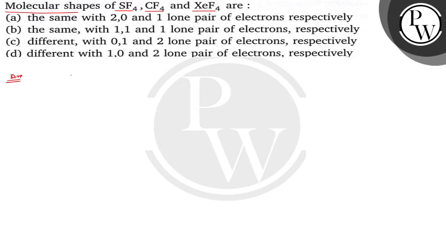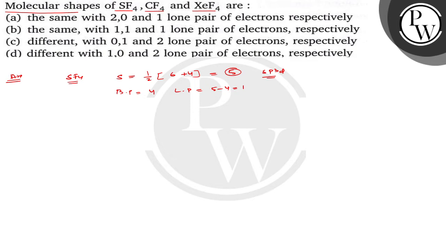ठीक है. So in case of sulfur tetrafluoride, the central atom is sulfur and number of electron pair around sulfur is half into valence electron of sulfur, that is 6, plus 4 monovalent atoms. So total electron pair around sulfur is 5 and this represents sp3d hybridization and the geometry is trigonal bipyramidal. Okay, the number of bond pair here is 4 and number of lone pair in this case is 1. There is one lone pair and sp3d hybridization.